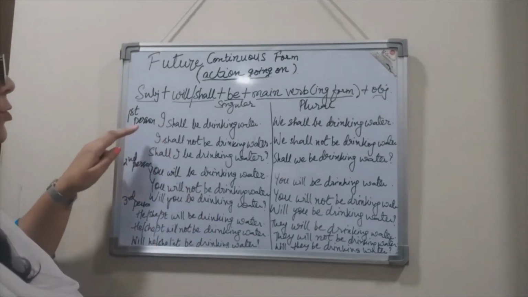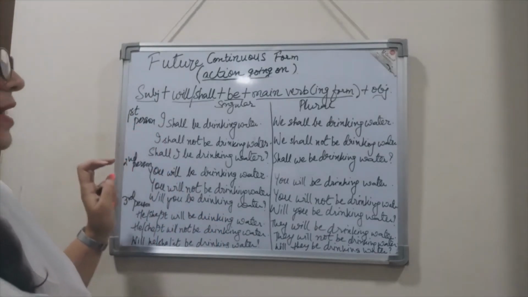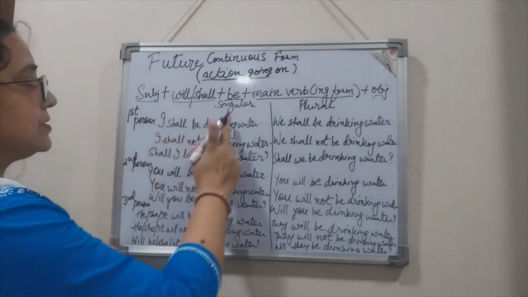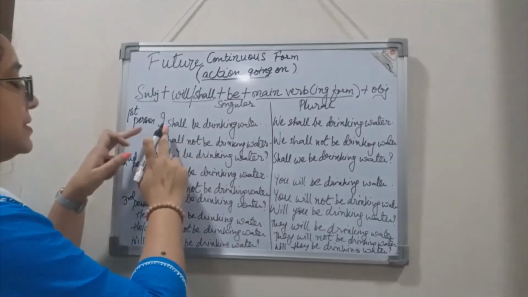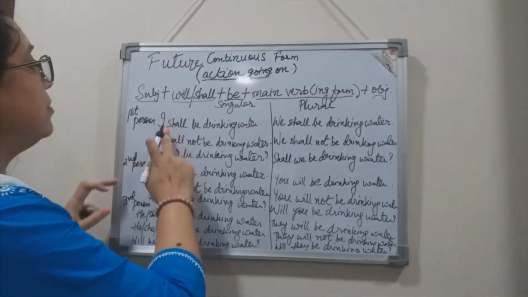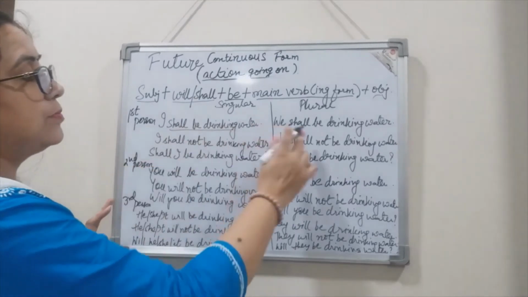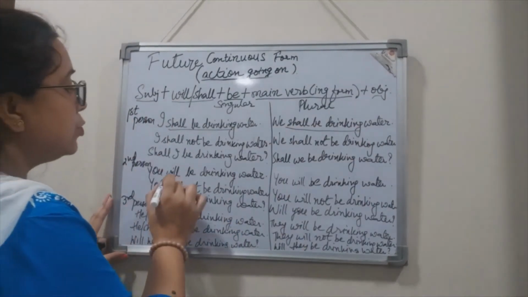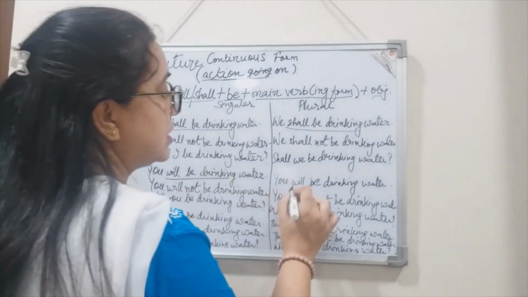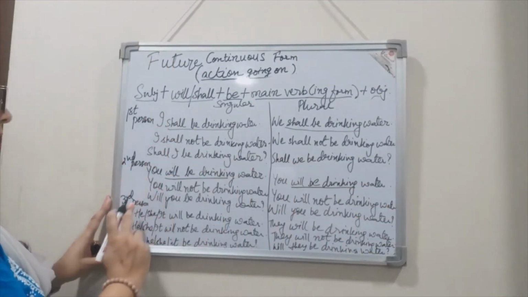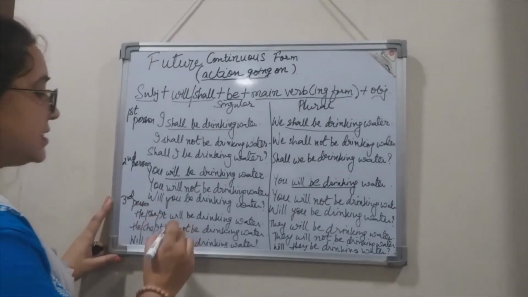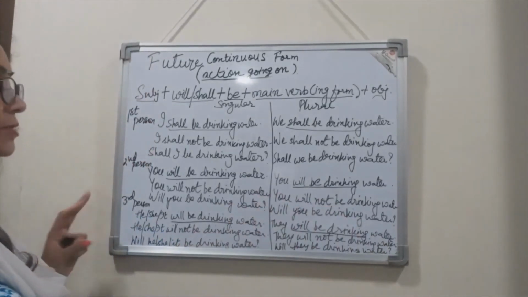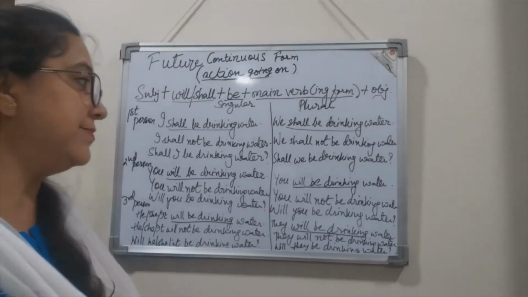So let us first go through the positive, negative and interrogative sentences. So first, second and third person, singular number, plural number. So the first sentence in positive form, I shall be drinking water, plural form, we shall be drinking water. Then second person, you will be drinking water, plural number again, you will be drinking water. Then third person, he, she, it will be drinking water, they will be drinking water. So these were the sentences in positive form.